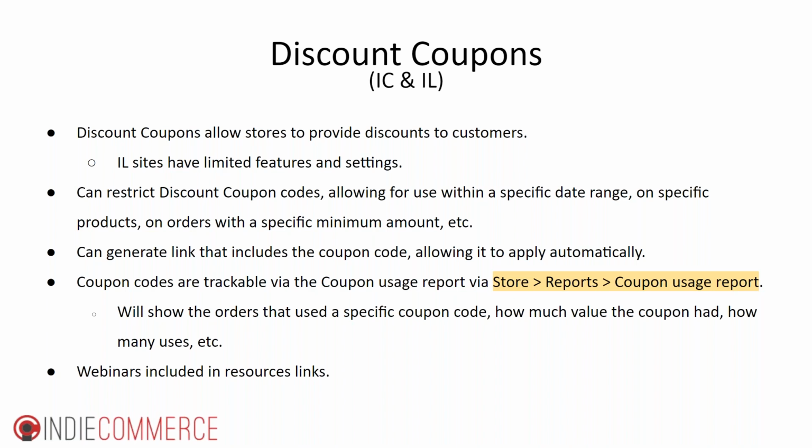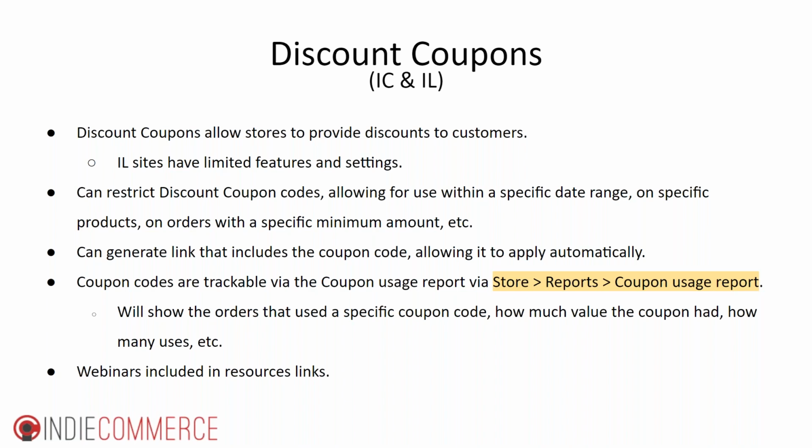However, this feature allows stores to provide discounts to customers. You have the ability to restrict coupon codes and allow them to be used within a specific date range, on specific products, on orders with a specific minimum, etc. For Indie Commerce stores, you're actually able to generate a link that includes the coupon code, allowing it to apply automatically. This is something you may want to consider for your email newsletters if you include coupons within the newsletters you send out to customers.